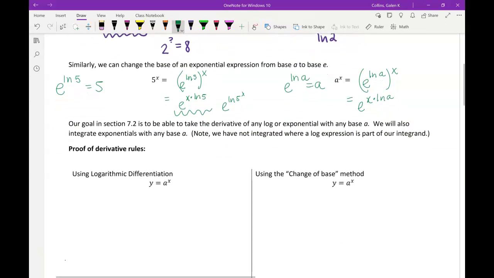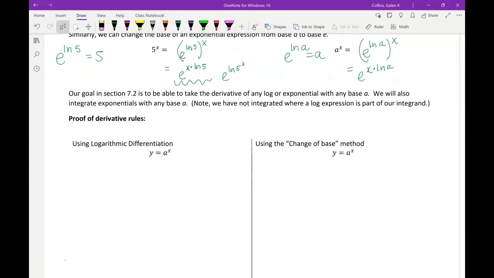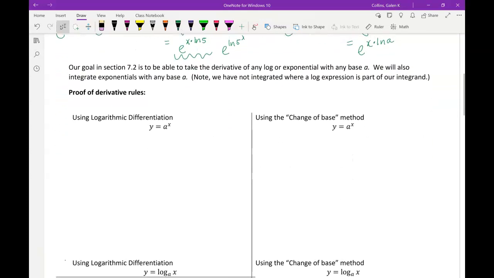All right, so there are 2 derivative rules we're going to learn. And recall that we learned a long time ago that if I'm taking the derivative of e to the x, it's just e to the x. It's my favorite derivative rule. However, it's not so clean when that e is not an e, so when we have a different base. So first, let's prove this to ourselves, looking at logarithmic differentiation.